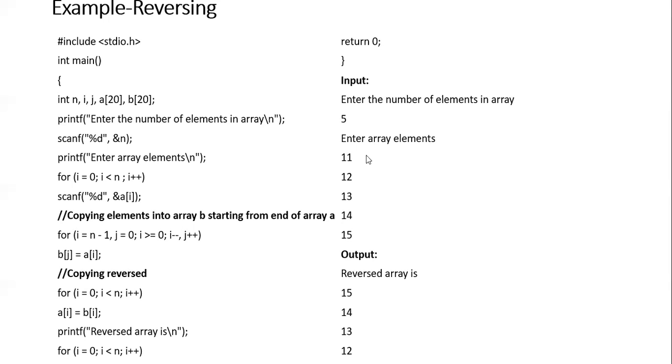Enter the array elements: 11, 12, 13, 14, 15. Now your output is the reverse of it: 15, 14, 13, 12, 11 will be printed over here.